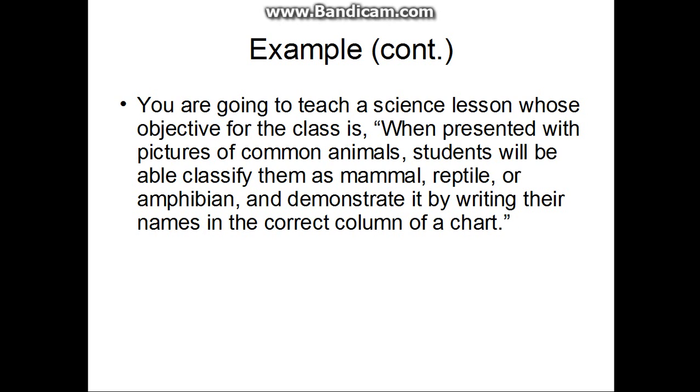Now let's say that you're going to teach a science lesson, and the objective for the lesson for your whole class is, when presented with pictures of common animals, the students will be able to classify them as mammal, reptile, or amphibian, and demonstrate that knowledge by writing their names, the animals' names that is, in the correct column of a chart.